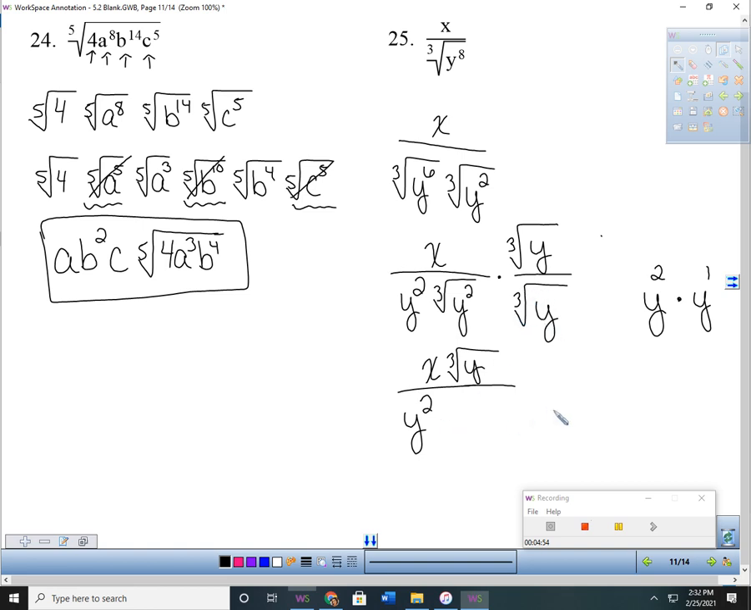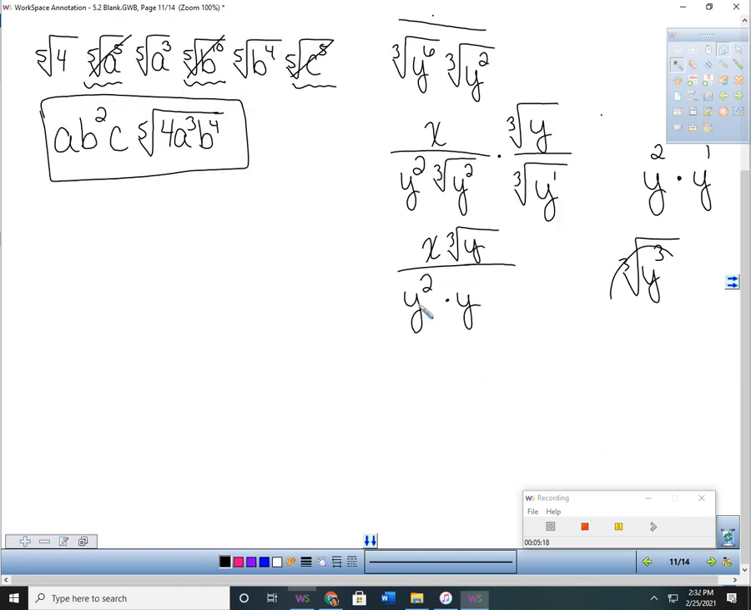You're just going to get y, right? Because this is the cubed root of y to the third, because I have to add these together, right? And then that's going to make a y. And then all I have to do is multiply those two y's together on the bottom. So my top stays the same, and on bottom that's going to give me y to the third. I've now gotten rid of the cube root of y squared that was on the bottom.